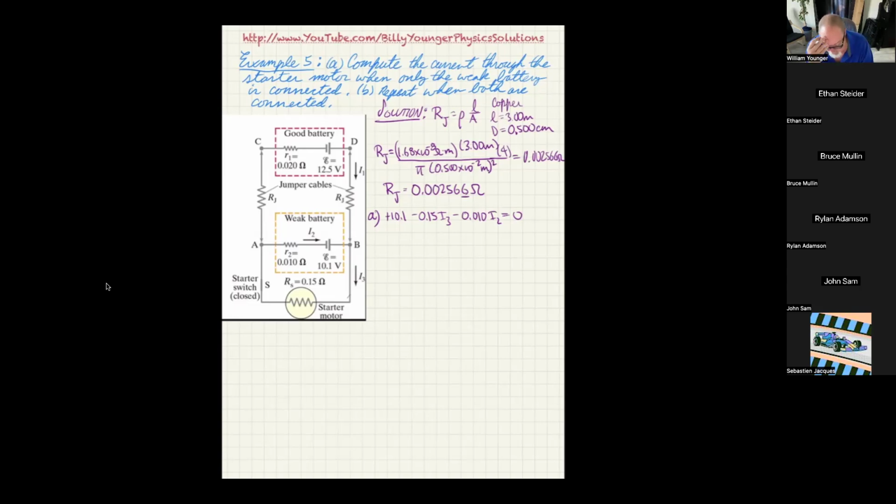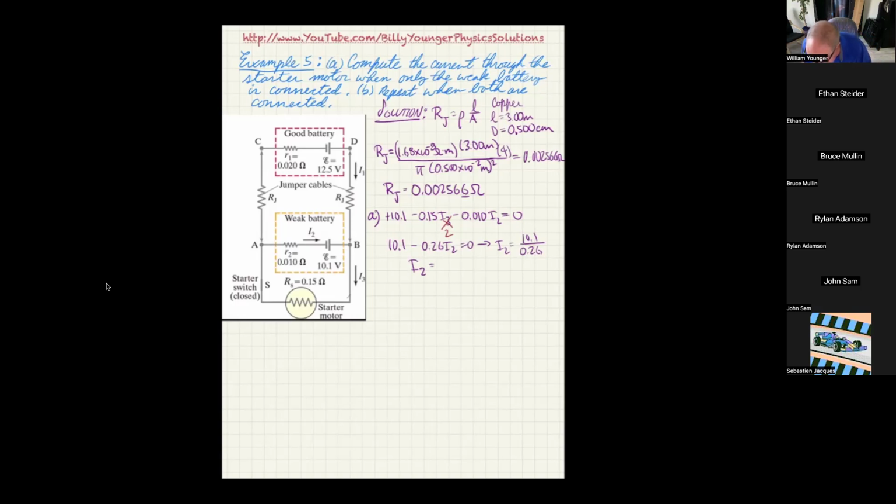Since I called that I3, notice when I said we're only using this part from here to here, this I2 and this I3 are all the same. So I can make this correction and just call them both I2. Now that we don't have that more complex circuit drawn, I can call this 10.1 minus 0.26 I2 equal to 0, which means I2 is equal to 10.1 divided by 0.26. So I2, which is the current through the starter engine, is 10.1 divided by 0.26.